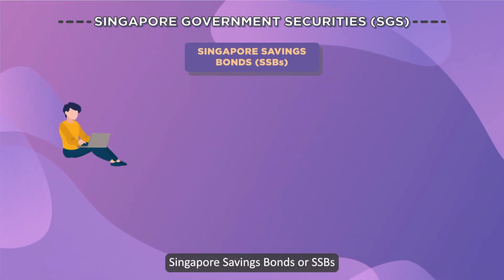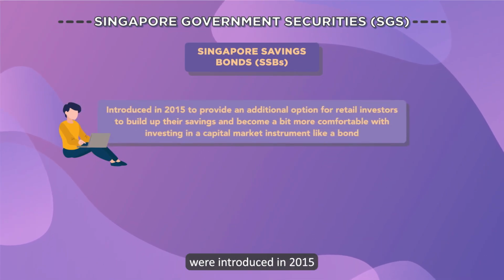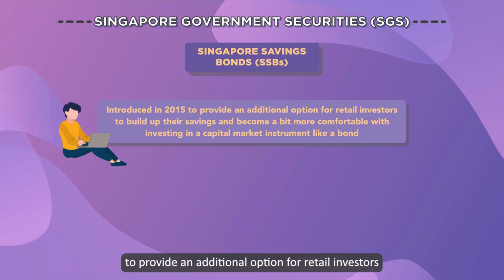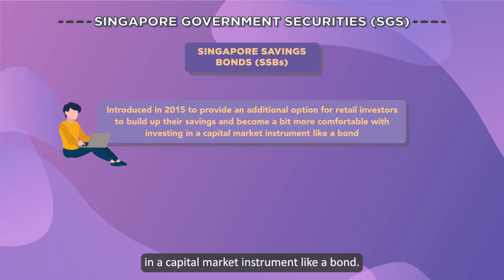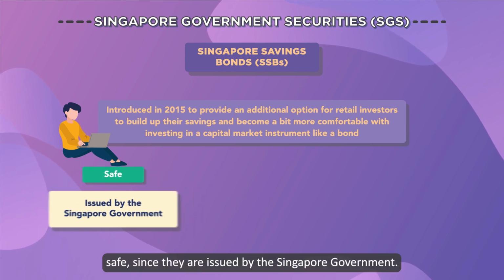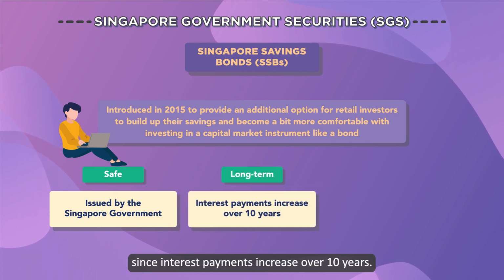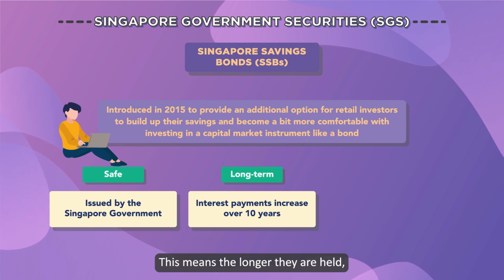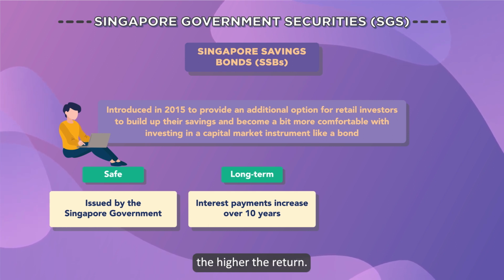Singapore Savings Bonds, or SSBs, were introduced in 2015 to provide an additional option for retail investors to build up their savings and become a bit more comfortable with investing in a capital market instrument like a bond. There is a new SSB issue every month. They are safe, since they are issued by the Singapore government; for the long term, since interest payments increase over 10 years. This means the longer they are held, the higher the return.